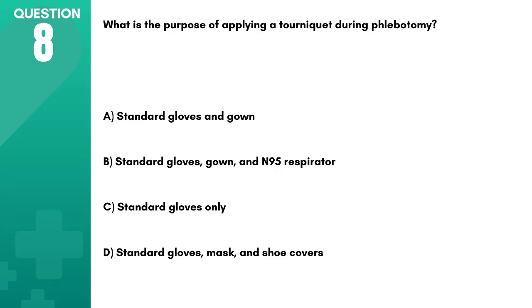Question 8. What is the purpose of applying a tourniquet during phlebotomy? A. To numb the venipuncture site. B. To slow blood flow into the arm. C. To distend, swell, the veins, making them easier to find. D. To prevent bleeding after needle removal.